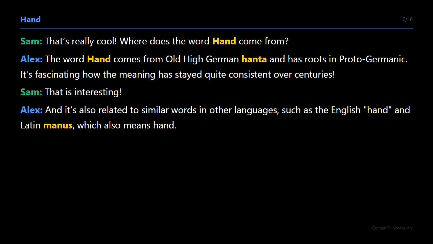That's really cool. Where does the word Hand come from? The word Hand comes from Old High German and has roots in Proto-Germanic. It's fascinating how the meaning has stayed quite consistent over centuries. That is interesting. And it's also related to similar words in other languages, such as the English hand, and in Latin, manus, which also means hand.